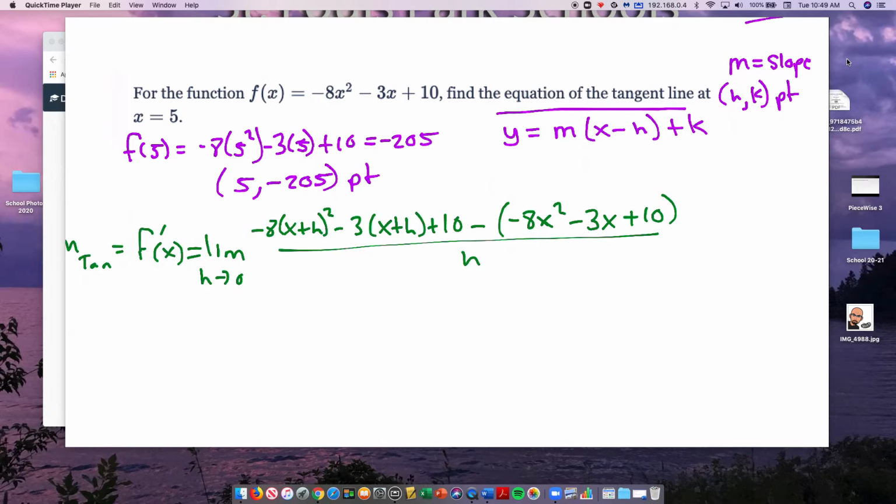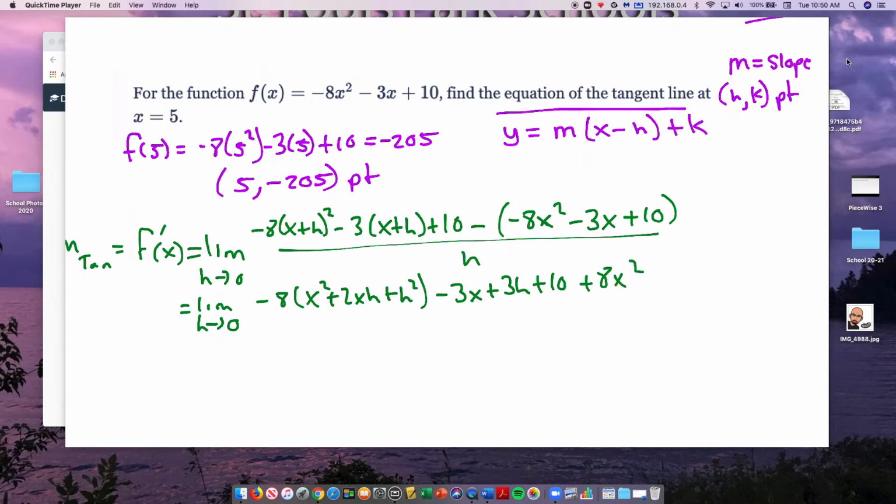It's going to be better because when we simplify the numerator, we're going to get that reduction of h, and that's going to go away. So let's look at what we have. Let's FOIL this out. Let's just take a leap of faith. So this is negative 8 times x squared plus 2xh plus h squared, minus 3x plus 3h plus 10, plus 8x squared plus 3x minus 10, all over h.